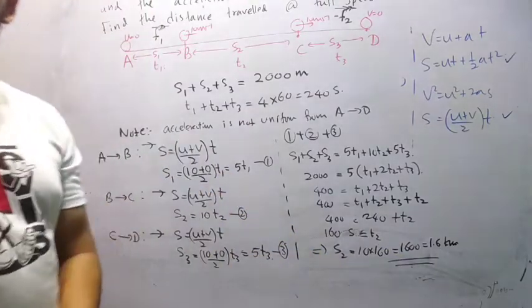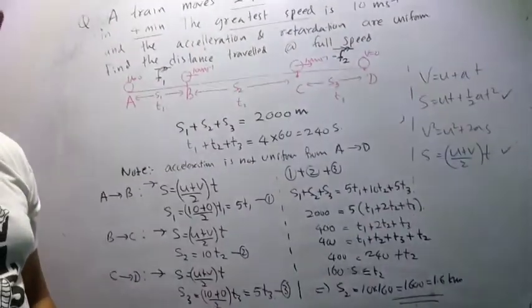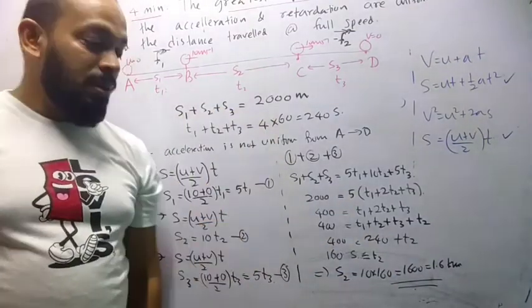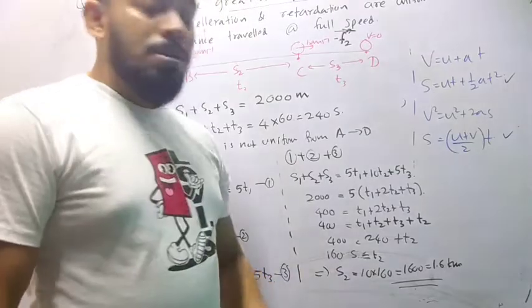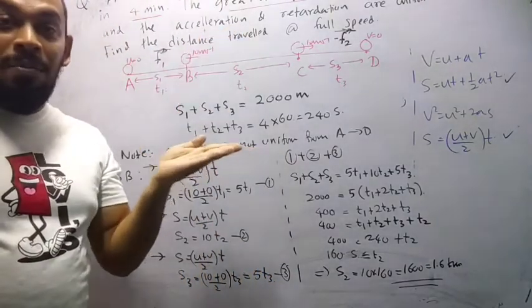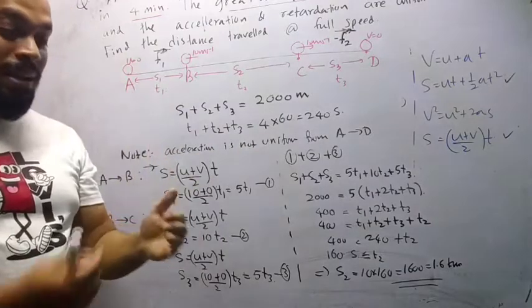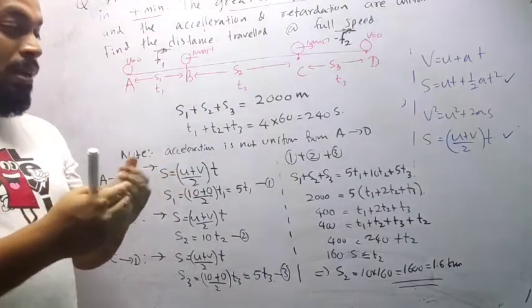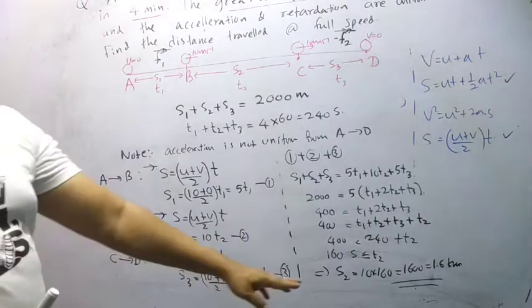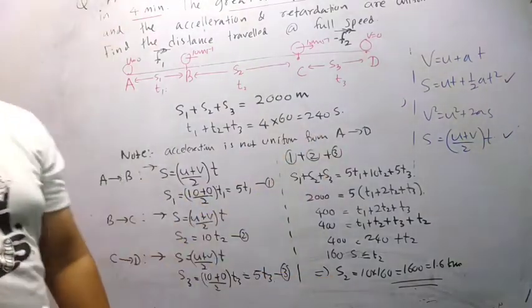Total distance is 2 kilometers, and the train travels 1.6 of it at constant speed. With a greater speed, you travel within a shorter time.